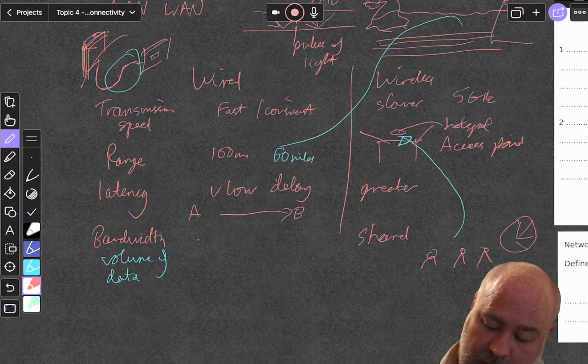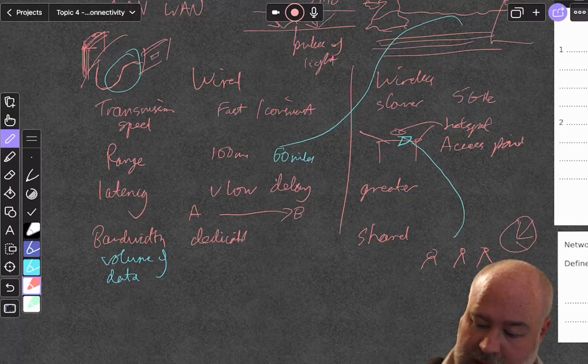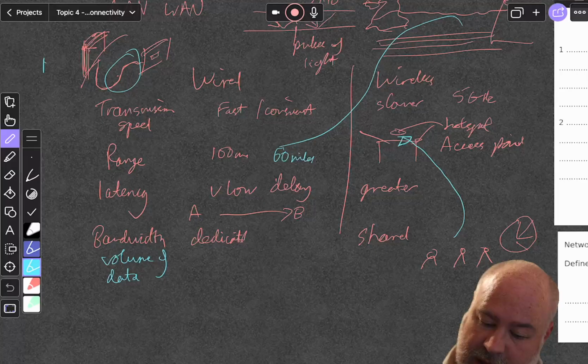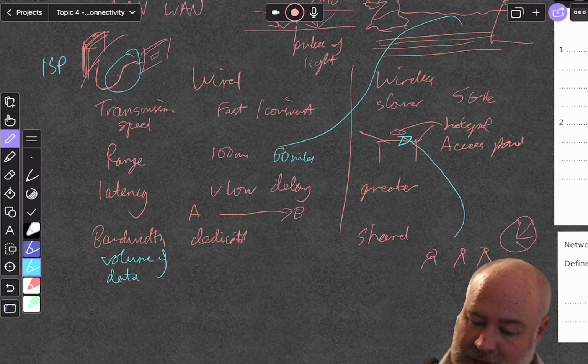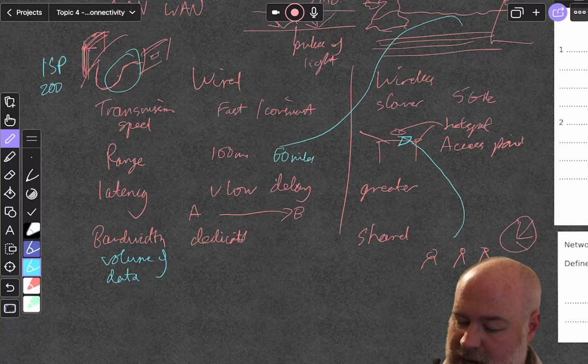There'll usually be a dedicated bandwidth. This is all contingent on the internet service provider, like the ISP, whoever makes that box. It could be capped at something like a 200 meg line.